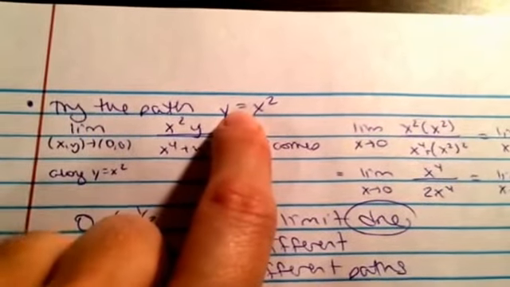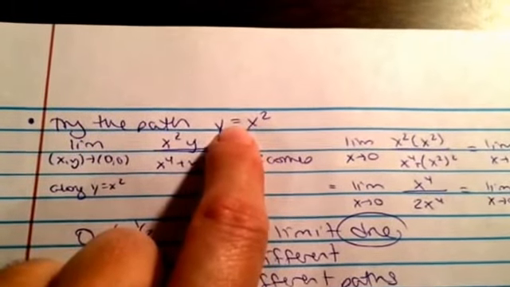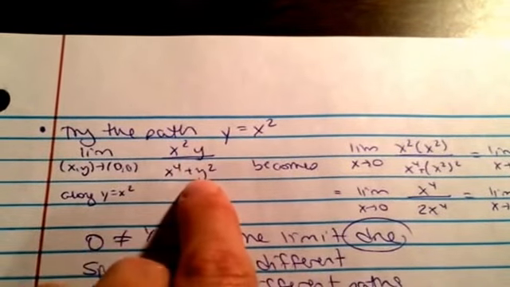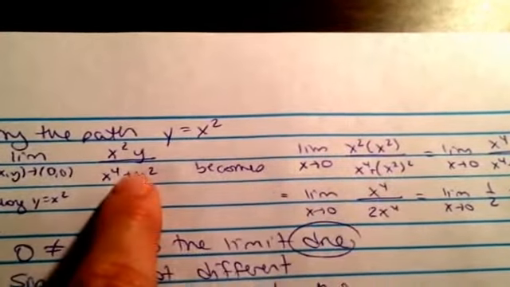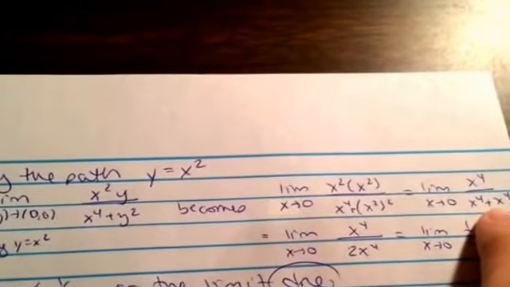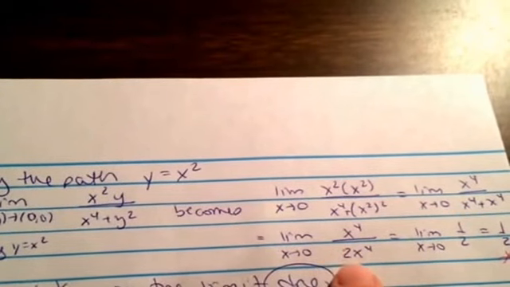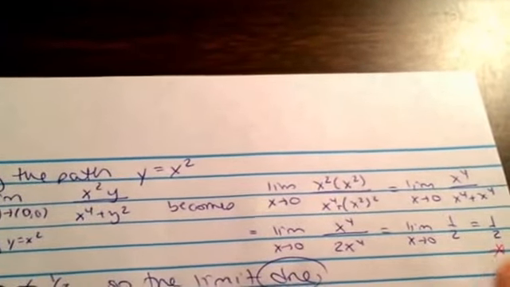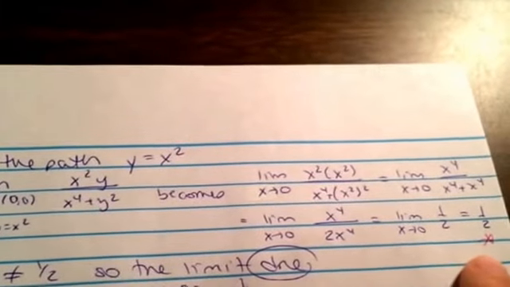Now I'm going to try y = x squared. So I'm going to replace all of my y's with x squared. So both of these y's, replace them with x squared. Notice this y was being squared, so it's x squared squared, which becomes x to the 4th. So add those, it's 2x to the 4th. Then cancel my x to the 4th, so it's 1/2. Limit of 1/2 is 1/2. So finally, this is 1/2.